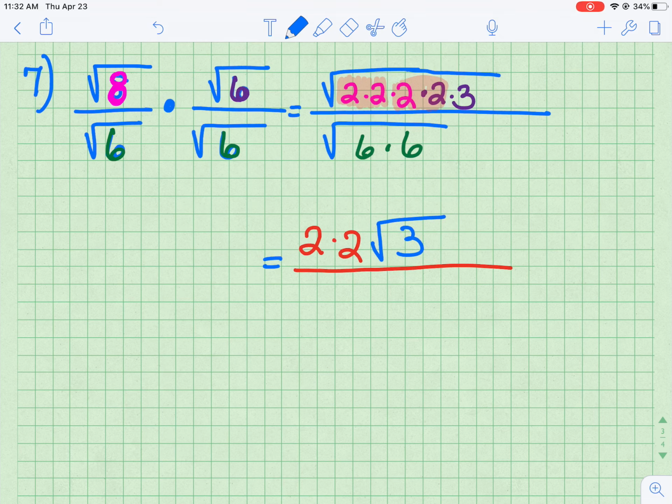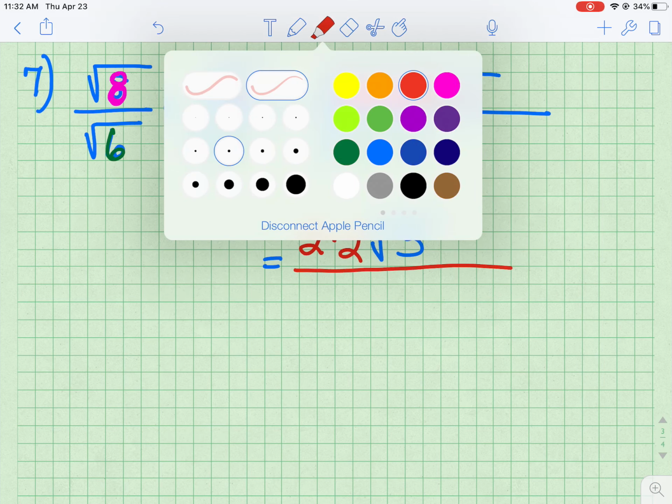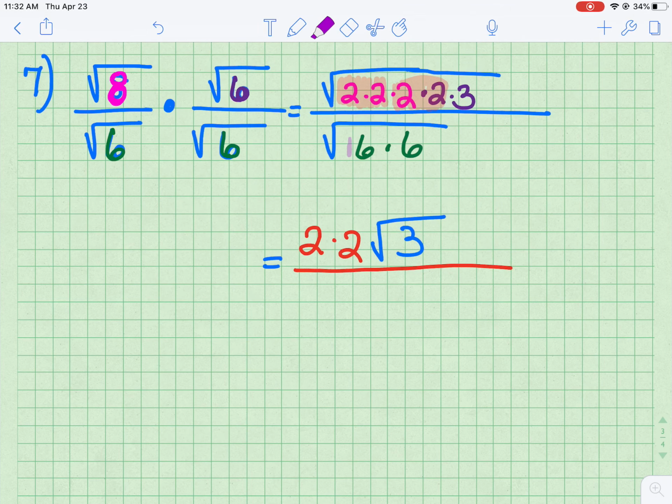On the bottom, I have a set of 6's. That was the whole point of this. That's where this all started, is we need to get the 6 out. So I have the 6's now can escape. And so there's nothing left in the radical. If there's nothing left in the radical, we don't write it.